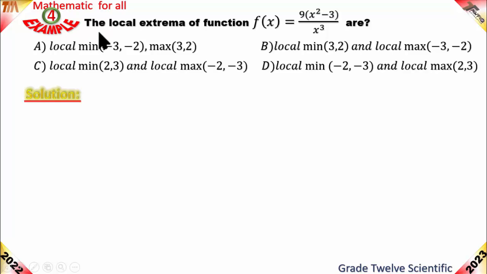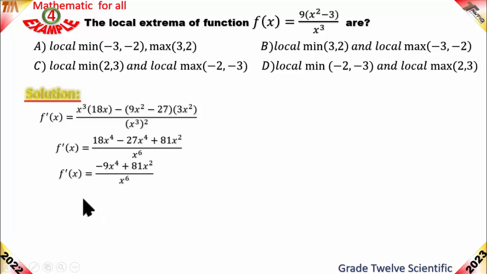Example number 4. The local extrema of the function f of x equals 9x squared minus 3 over x cubed are. To find the local extrema, first of all find the derivative of this function. f prime of x is equal to the denominator times the derivative of the numerator, which is 18x, minus the numerator times the derivative of the denominator, which is 3x squared, over the denominator squared.